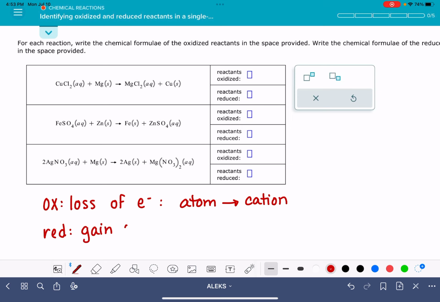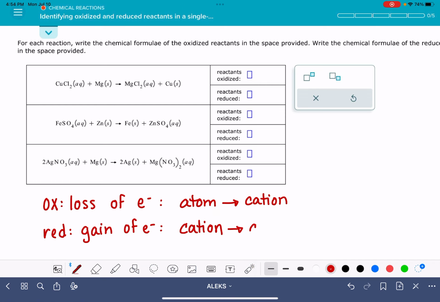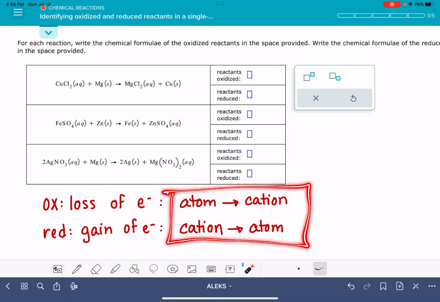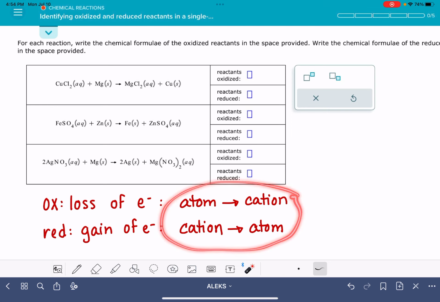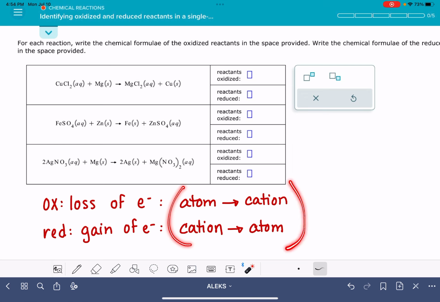The reduction process is literally the opposite of oxidation. It is defined as the gain of electrons, and an example of reduction would be the opposite of the example that I provided for oxidation. So a cation gaining some electrons and being converted back into an atom. Now I do want to point out that these things that I've listed here are examples of oxidation and reduction. There are many different types of oxidation and reduction. These examples apply to this particular ALEKS problem, but these examples are not going to apply to every single homework problem that you might encounter. So for this ALEKS problem, we're going to be focusing on these two examples or definitions of oxidation and reduction.